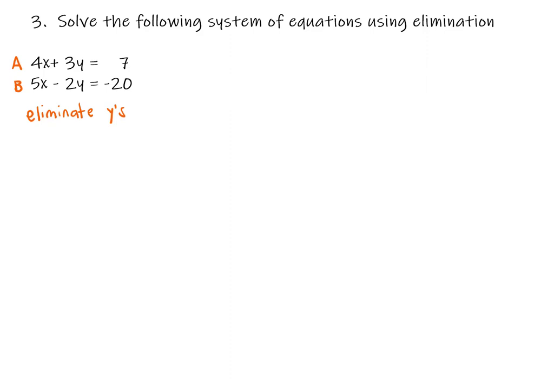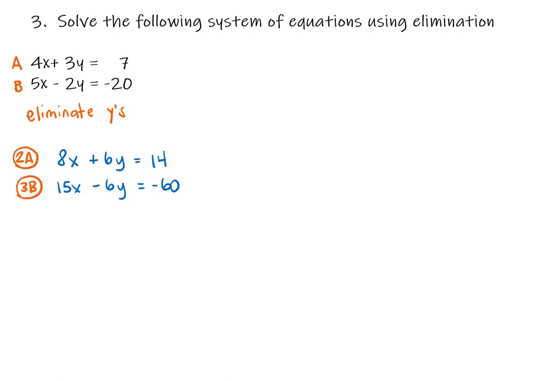So I need to multiply the first equation by 2 to make that a 6, and I'm going to multiply the second equation by a 3 to make a -6. Notice that I'm putting my instructions into my labels on the left-hand side. I'm going to multiply the equation A by 2. So that means I'm going to get 8x plus 6y is equal to 14, multiplying all the terms. And then my second equation, I'm going to multiply all of those terms by 3. So I'm going to get 15x minus 6y is equal to -60.